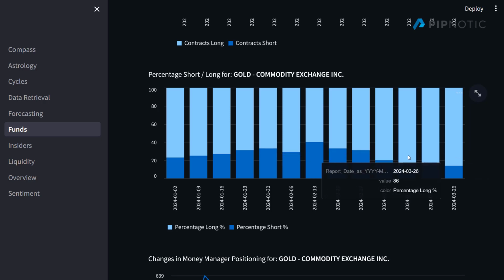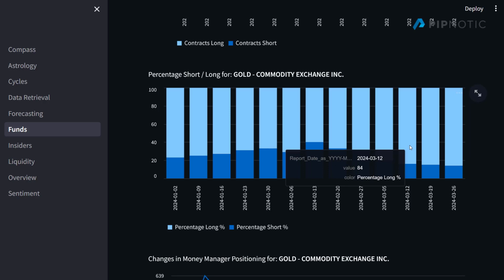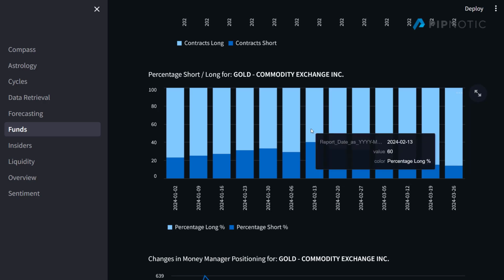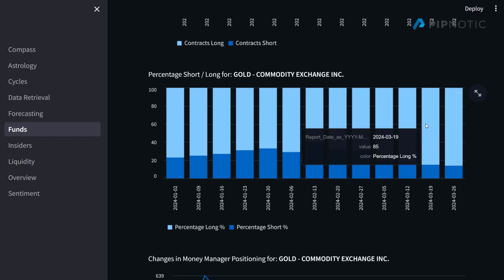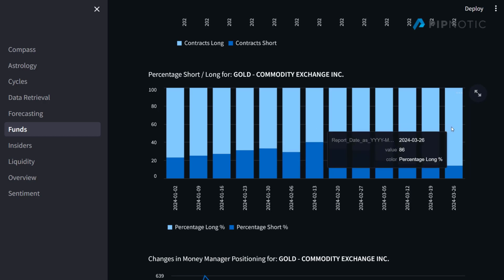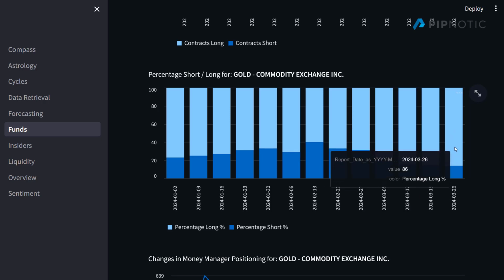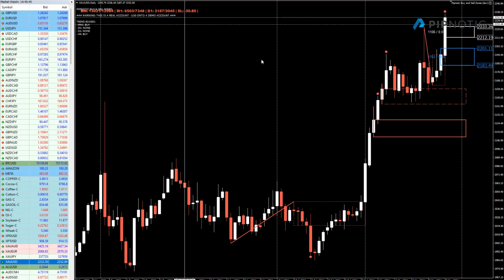to buy gold. And we can see this because we have continuously expanding percentages of long futures contracts of gold relative to the short. So we started here at 60, the next week 67, 69, 80, 84, 85, and now we have 86. So we only have 14% that are short this week relative to the 80% who are long.